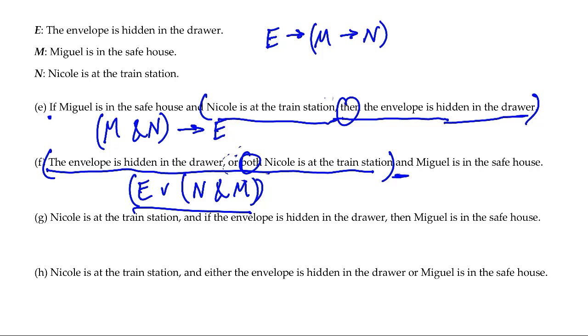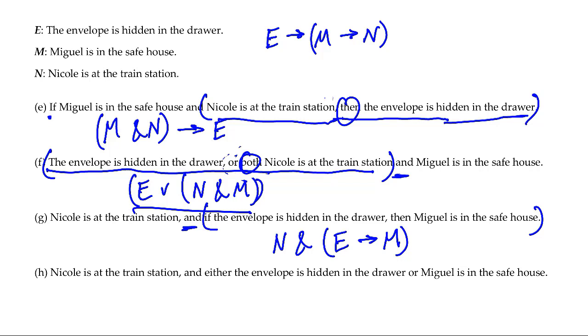Okay, next. Nicole's at the train station, and if the envelope is hidden in the drawer, then Miguel is in the safe house. Of course for the conditional, the if tells us where it starts. So if we figure out where our parentheses go, it's going to be right here, and then we have an and outside the parentheses. So N ampersand parentheses E arrow M.